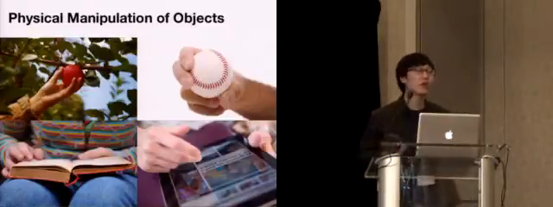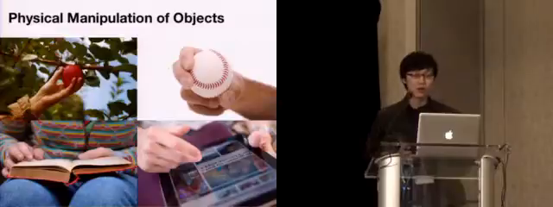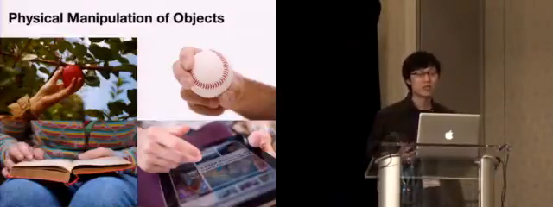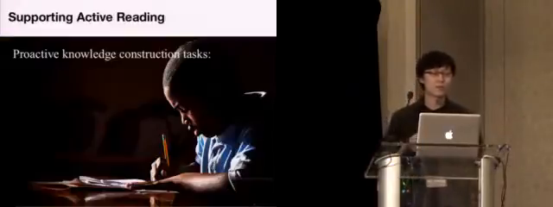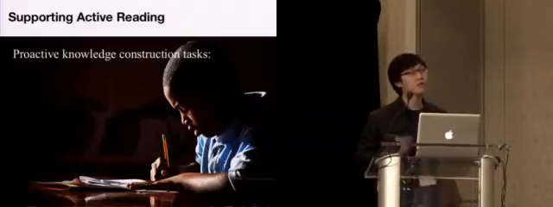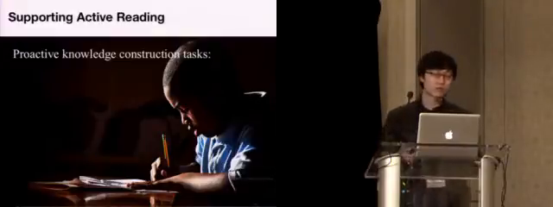The most primitive way we interact with physical objects around us is through physical manipulation. And physical manipulation gives good insight for designing new interaction techniques because it reveals people's intention under certain contexts. One good example task that shows how physical manipulation reveals people's intention is active reading.